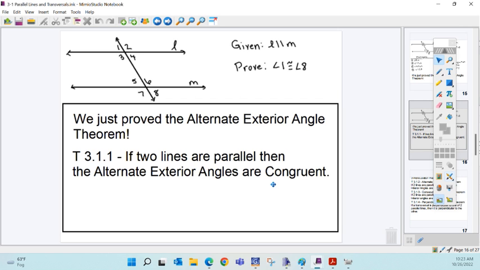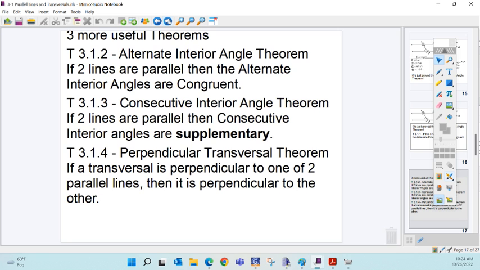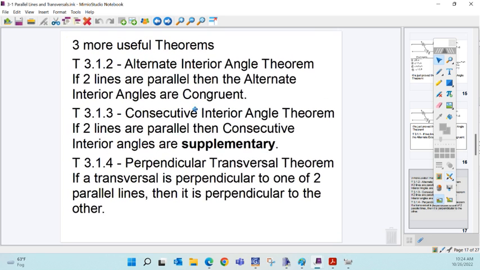And absolutely you can. So we're building our toolbox of different theorems, and then we can use them in other proofs. Okay, so alternate exterior angles are congruent. That's going to be a fact that you can use, and you can do them in problems. On the upper right, there are other theorems.